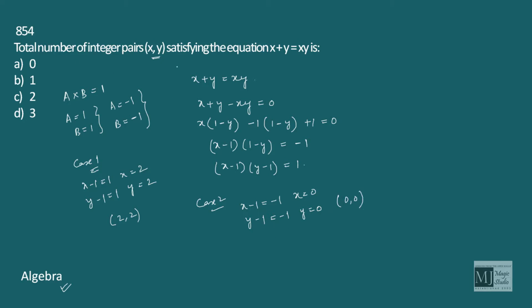So the total number of integral pairs we can have is 0, 0 or 2 comma 2, which satisfy this particular equation. Answer would be 2.